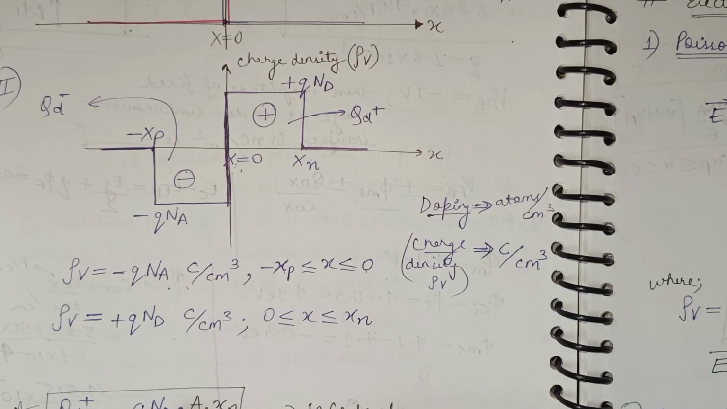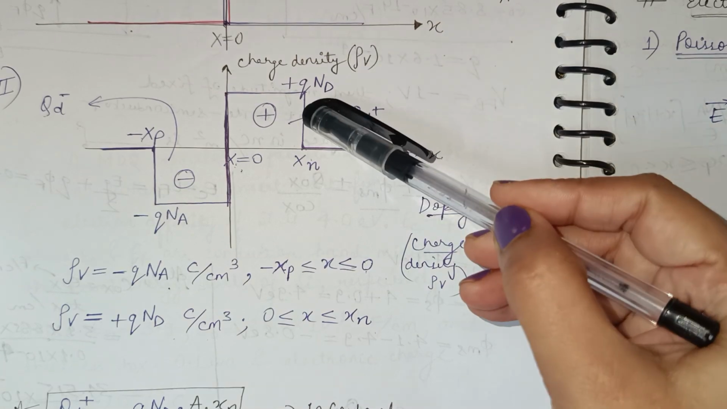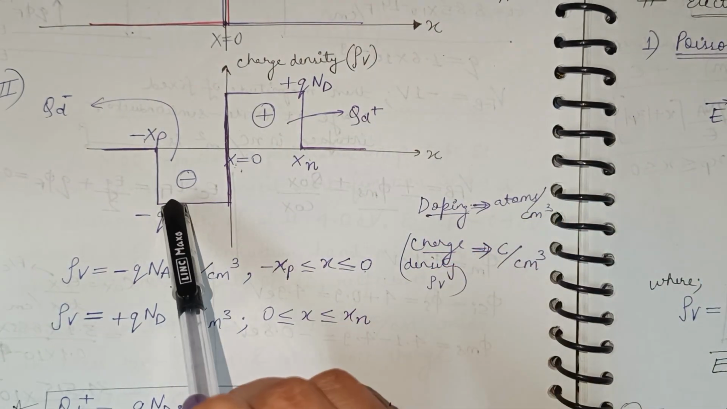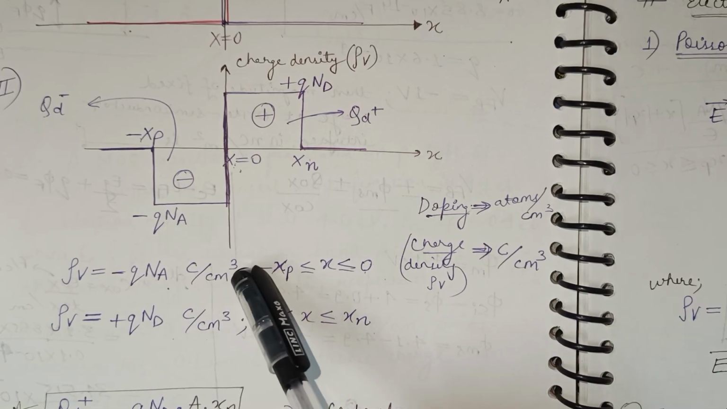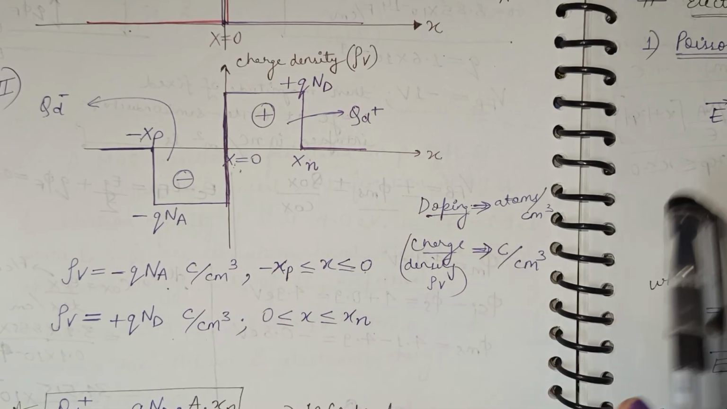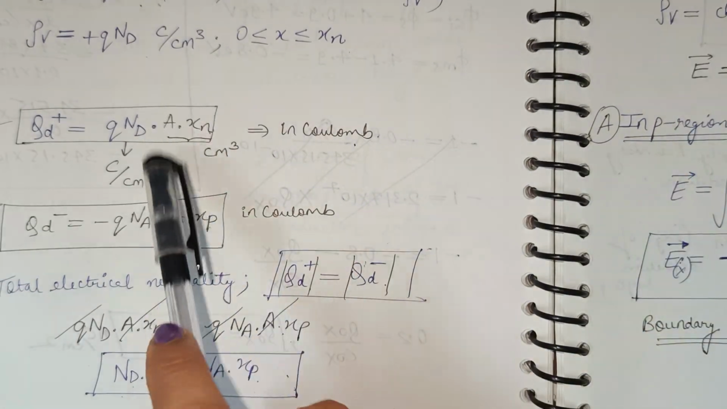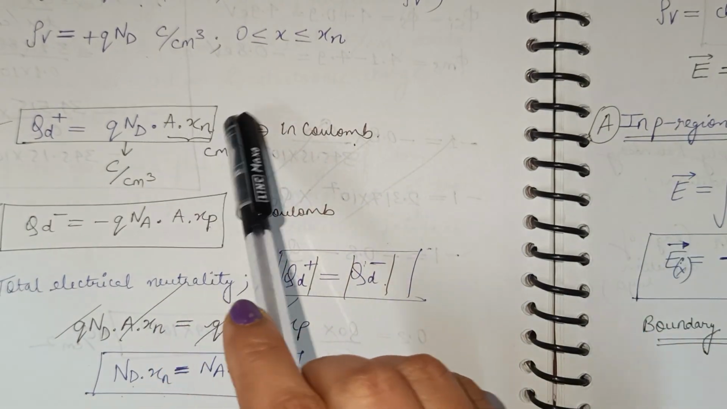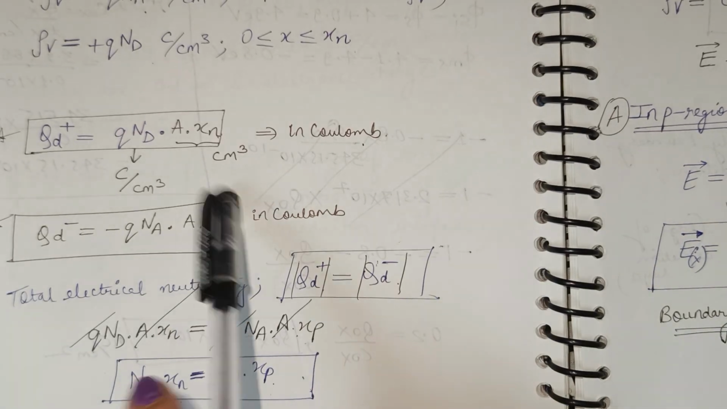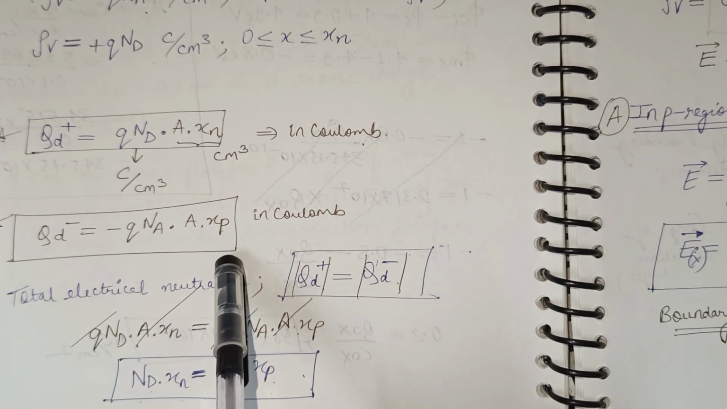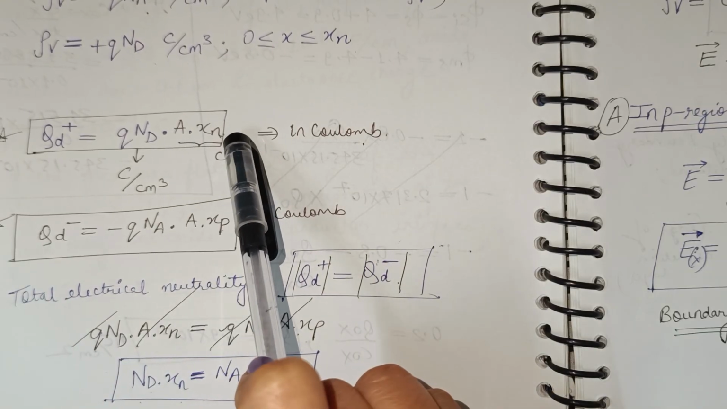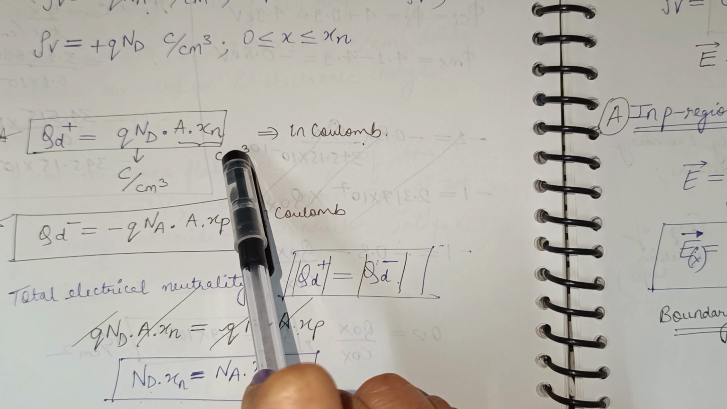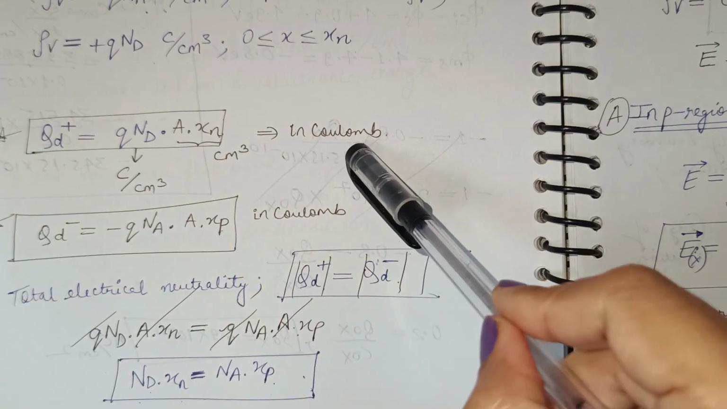Now what if we want to get a charge here? We want to obtain charge here Qd plus, and charge here Qd minus. How can we get that? Because if we multiply this by the volume, we can get the charge. So in coulomb, Qd plus can be written as qNd A into xn, and Qd minus is given by minus qNa A into xp. Area into xn is the volume, so centimeter cube will be cancelled, and we get charge in coulomb.